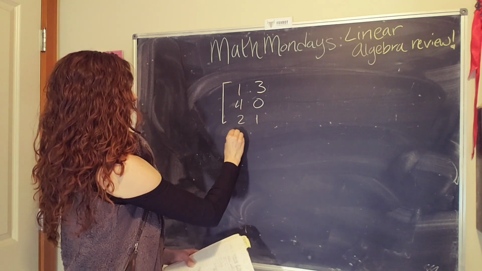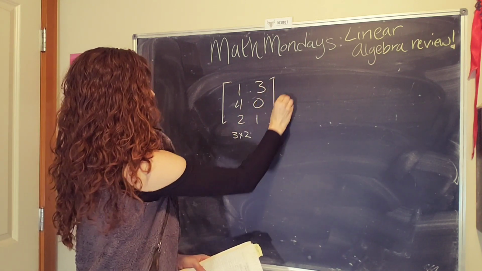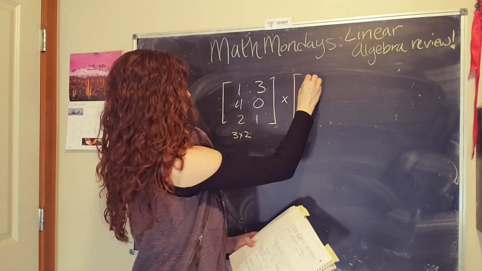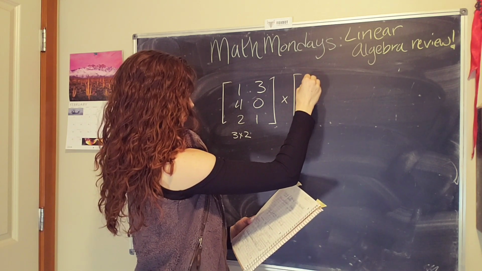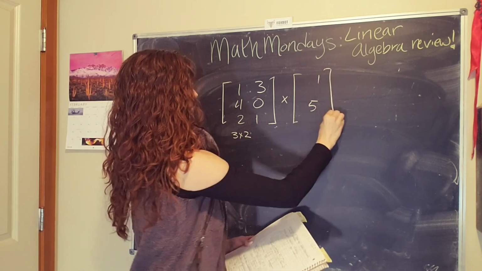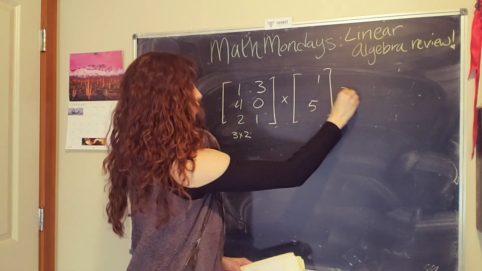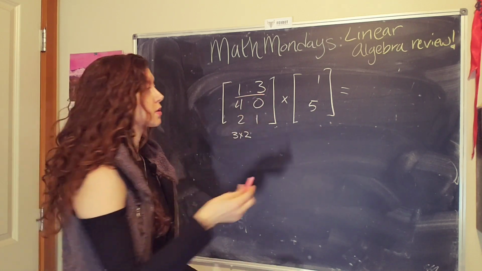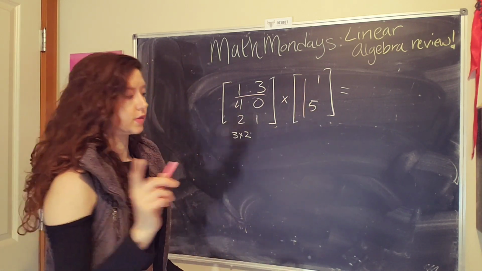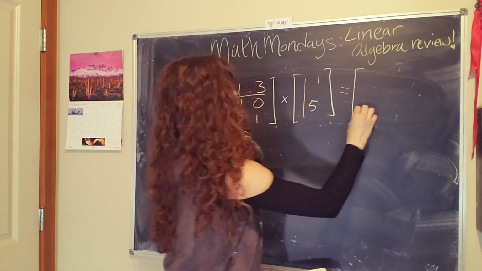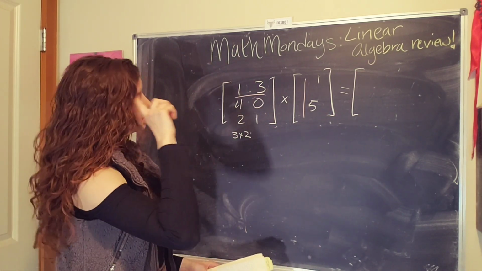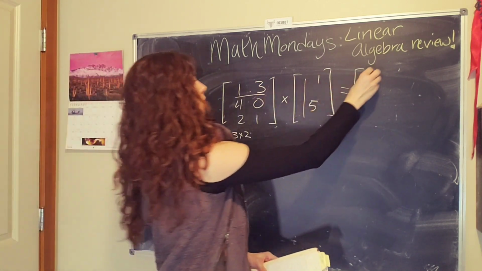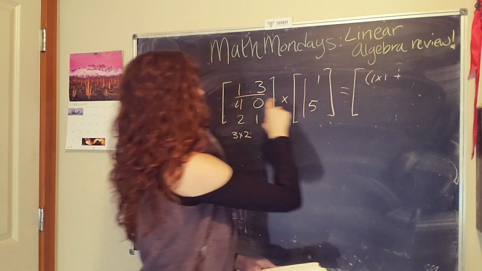Okay, so let's say we have a 3 by 2 matrix and we multiply it by a vector. Let's do 1 and 5. Matrix multiplication works by multiplying the rows of the first matrix with the columns of the second matrix. So what that looks like, I will write it out so we can see how it goes, is we have the rows with the columns. So 1 times 1 plus 3 times 5.